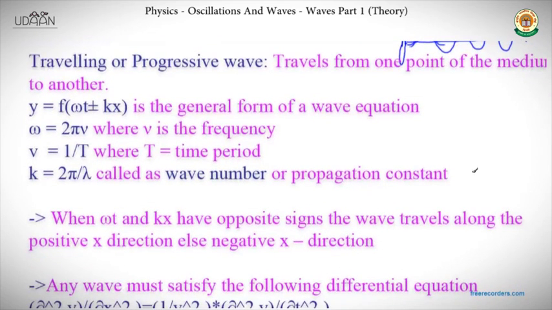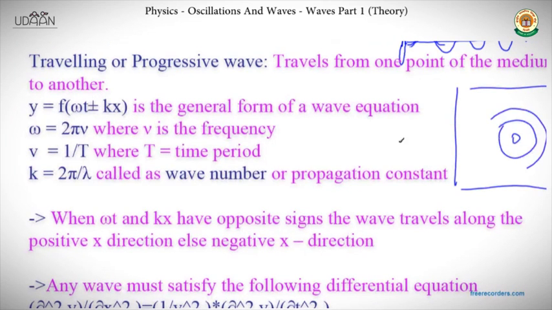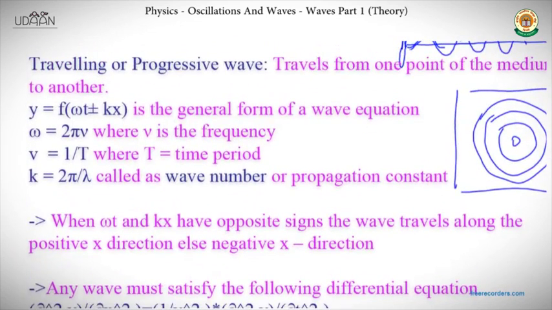And we now come to what a traveling or a progressive wave is. Let's take a very, very large lake. I throw a stone at the center. What happens? The wave goes on propagating. Something like this is called a progressive wave, which goes on propagating from one point in the medium to another. It's also called a traveling wave because it goes on traveling. We assumed a very large lake because we didn't want things to get reflected back and disturb the wave.